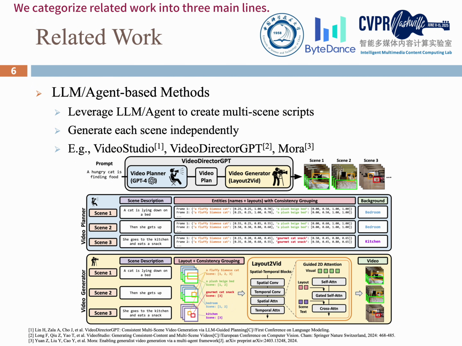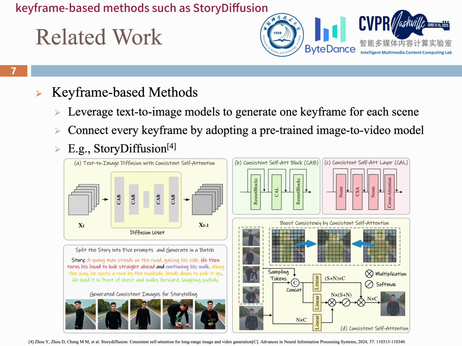We categorize related work into three main lines. The first is LLM or agent-based methods, which generate multi-scene scripts using large language models and render each scene independently, for example, VideoStudio and VideoDirectorGPT. Second, keyframe-based methods such as StoryDiffusion first use text-to-image models to generate keyframes for each scene, and then connect them using pre-trained image-to-video models. However, these approaches often suffer from poor continuity.